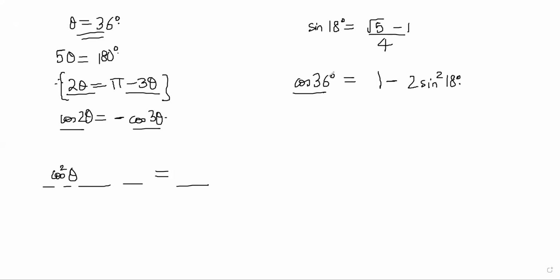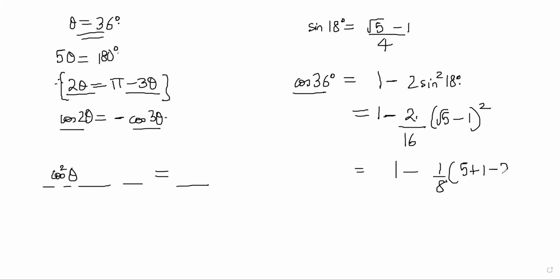Because the double angle formula: cos 2 theta is equal to 1 minus 2 sine square theta, right? So cos 36 will simply be 1 minus 2 by 16 times (root 5 minus 1) whole square. To simplify, this will become 1 minus 1 by 8 times (5 plus 1 minus 2 root 5). This becomes 6 by 8. So 1 minus 6 by 8 plus 2 root 5 by 8, right?